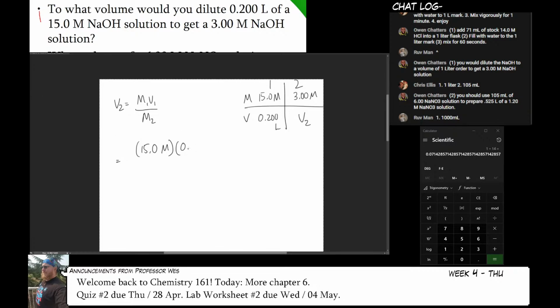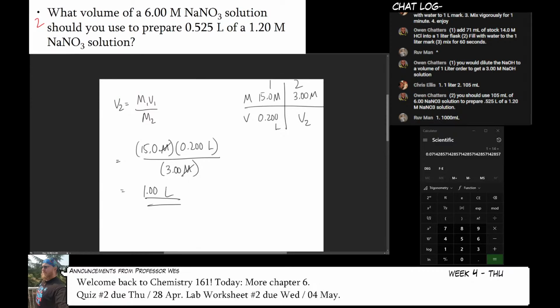15 moles per liter times 0.200 liters over 3 moles per liter. 15 divided by 3 is 5. 5 times 0.2 is 1 liter. So if I had 200 milliliters of a 15 molar sodium hydroxide solution, and I diluted it to a total volume of 1 liter, it would then have a molarity of 3 moles per liter. So that's the first problem.